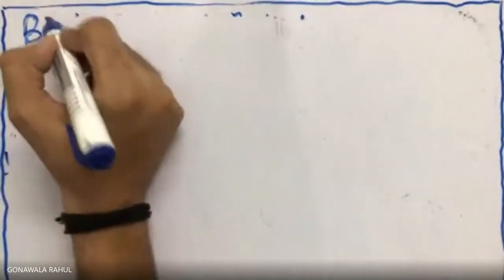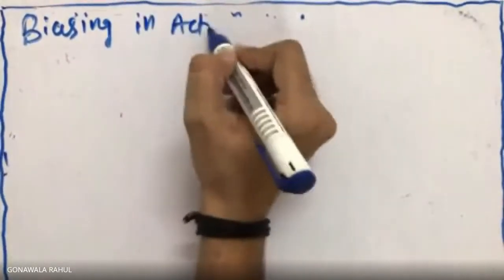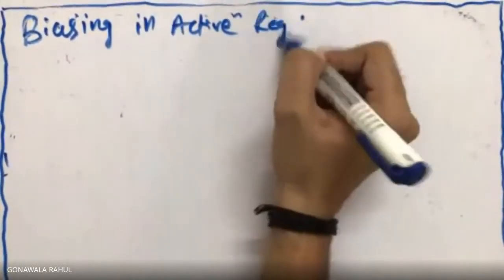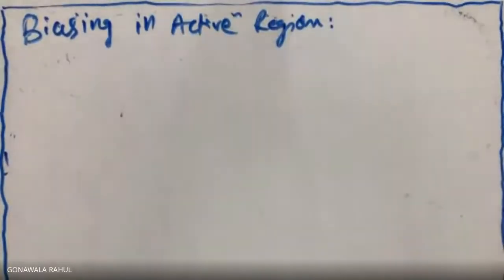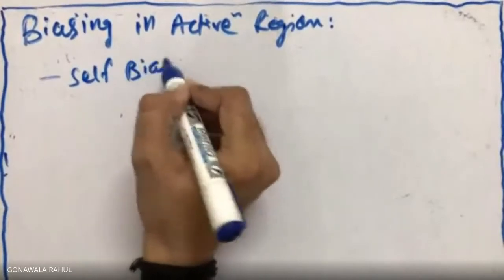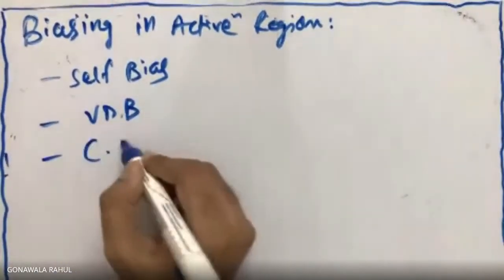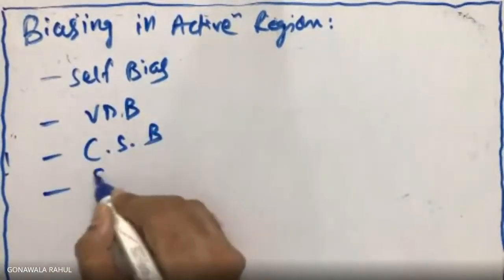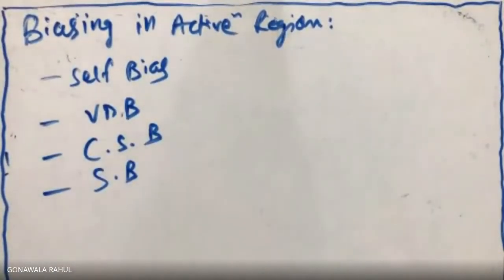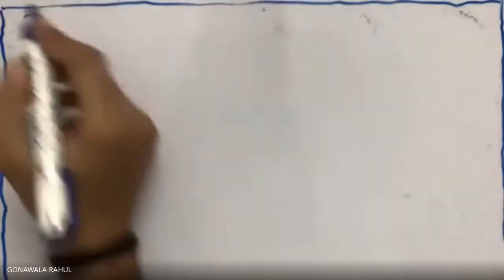Now, biasing in active region. Biasing in active region is basically self bias, then voltage divider bias, then current source bias and source bias. So first we will see self bias.